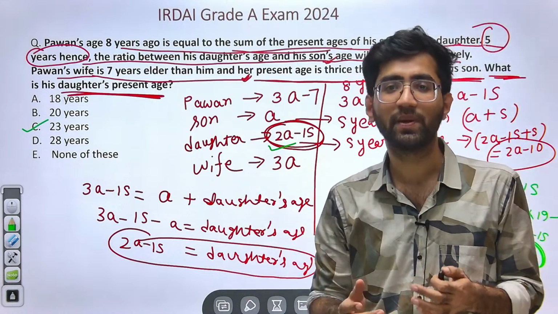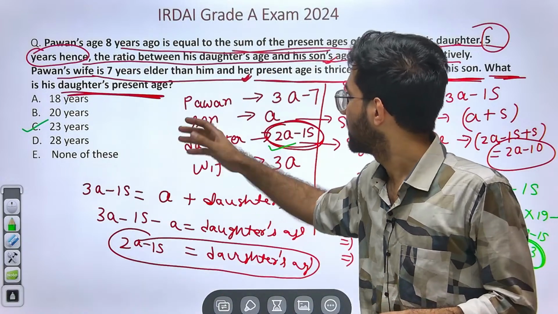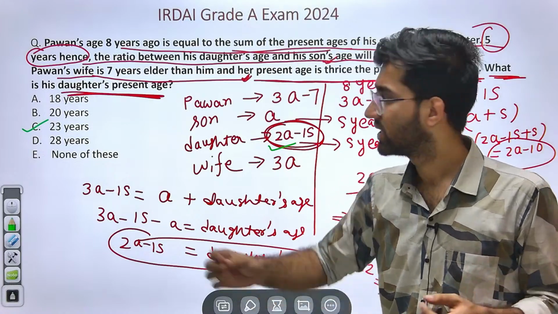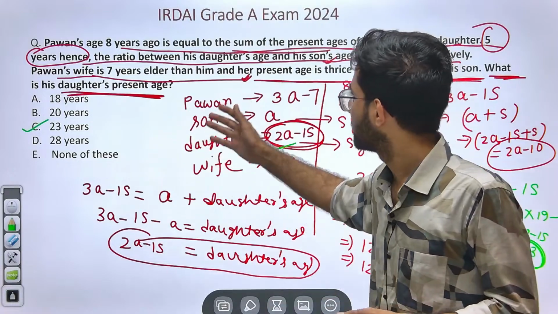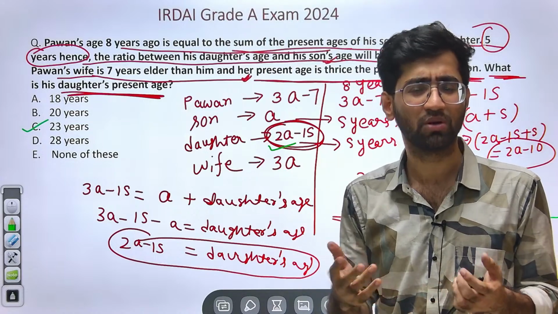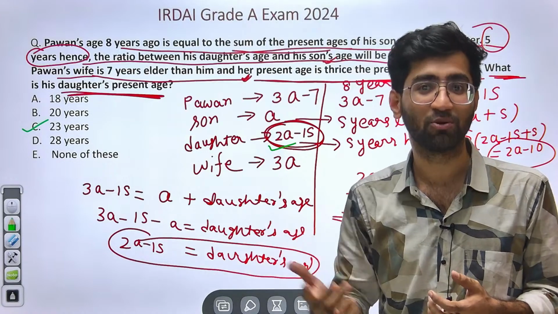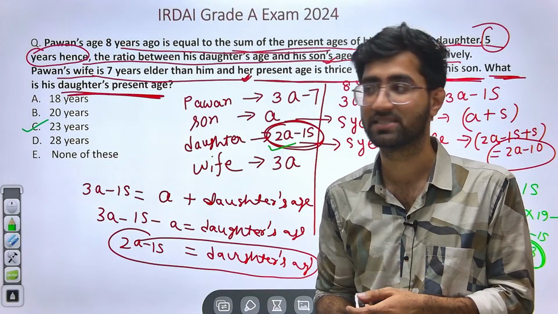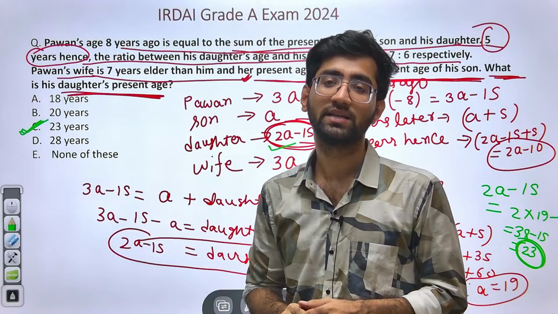You can expect one question from the age chapter, and you will be given a few statements. You will have to use all the statements to write these things in a neat way and solve, and you will get easy level questions from this chapter in the IRDAI prelims exam. So all of you will be able to solve that question, but you should try to solve it correctly and quickly. Then only you will get time to solve other questions of quant and any other section. So the correct answer of this question is option C, that is 23 years.